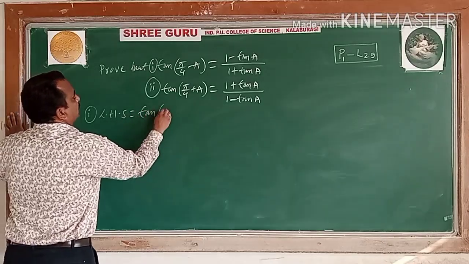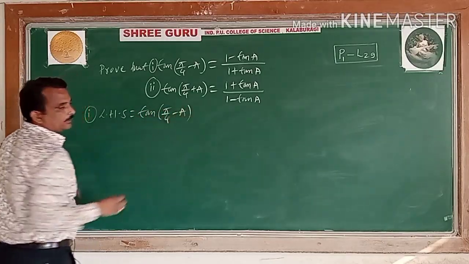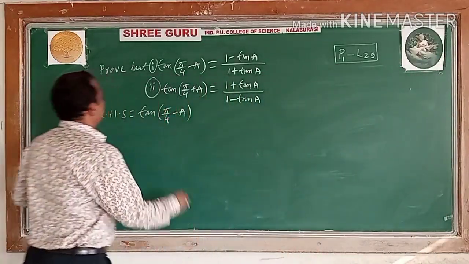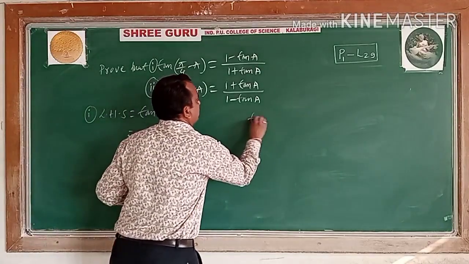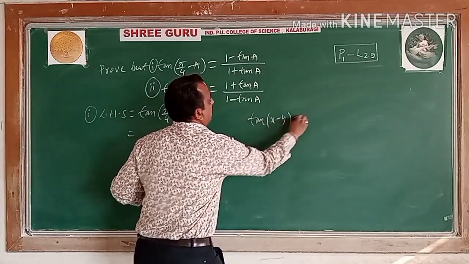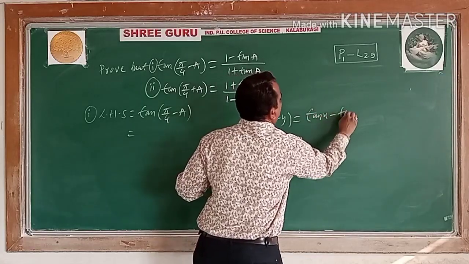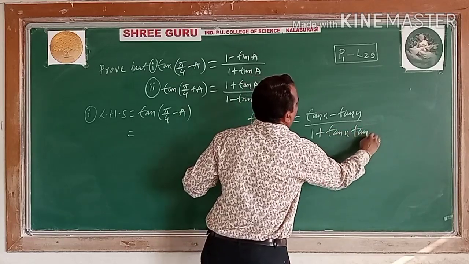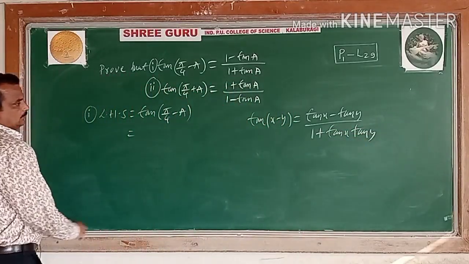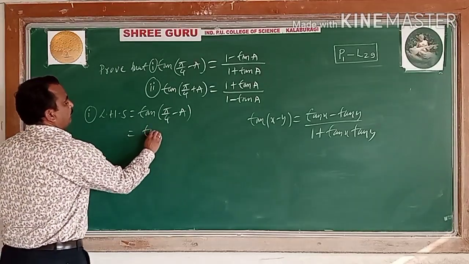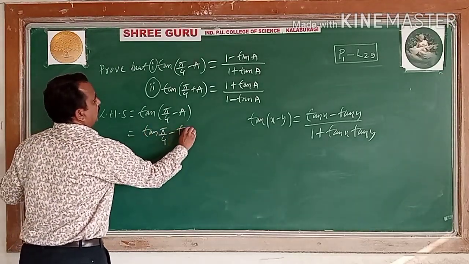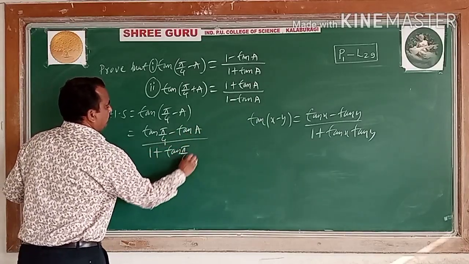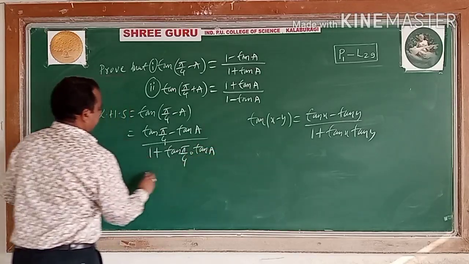Tan of (pi by 4 minus a). Let us see tan (pi by 4 minus a). What is the tan (x minus y) formula? Tan x minus tan y divided by 1 plus tan x into tan y. Apply this tan difference formula: tan pi by 4 minus tan a divided by 1 plus tan pi by 4 into tan a.